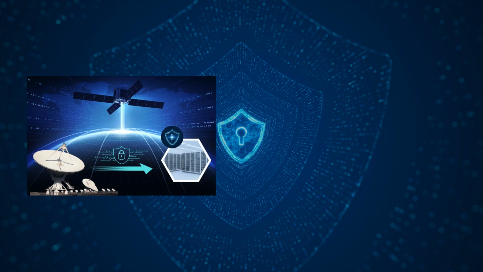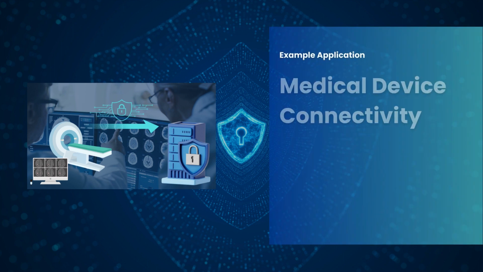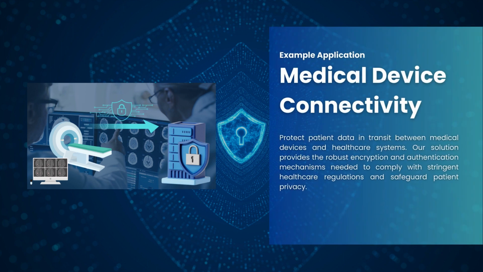Let me show example applications. The aerospace telemetry is one of the most mission-critical applications that needs to ensure the integrity and confidentiality of sensitive in-flight data streams from space remote sensors to ground storage. FPGA accelerated TLS1.3 outpaces software-only solutions, safeguarding critical flight information. Another example is the medical device connectivity. To protect highly confidential patient data in transit between medical devices and healthcare or data storage systems, our TLS1.3 IP solution can provide the robust encryption and authentication mechanisms needed to comply with stringent healthcare regulations and safeguard patient privacy.